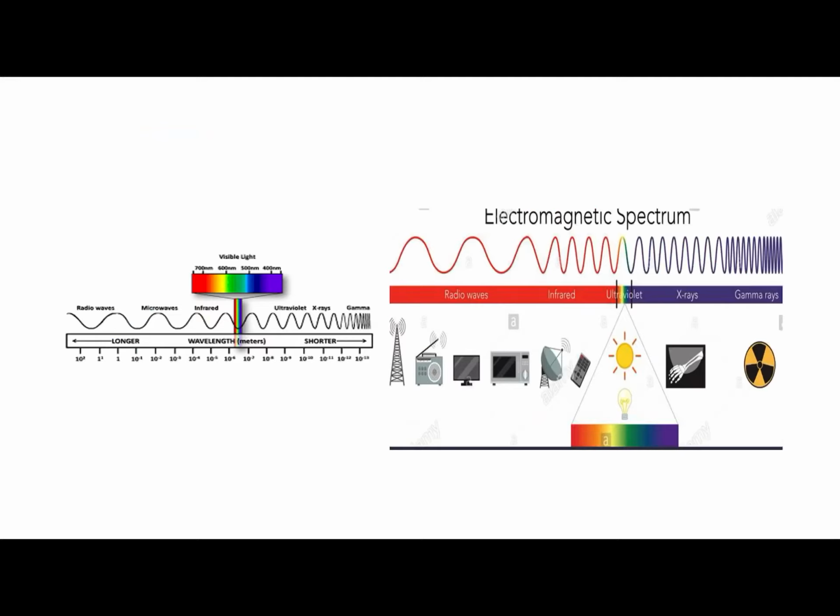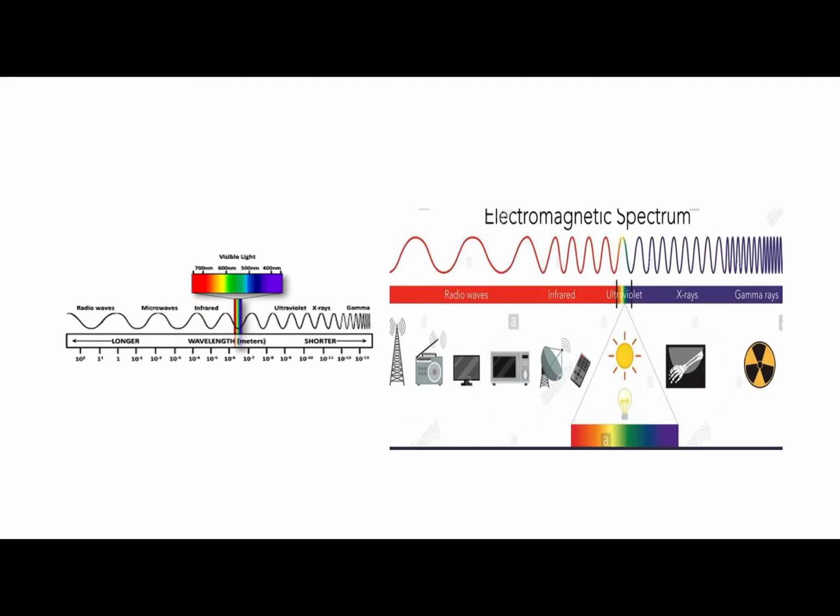Electromagnetic waves or X-rays can be produced by bombarding a metal target with high energy electrons. X-rays have wavelengths in the range of 10 to the power minus 4 nanometer to 10 nanometer. These rays are used for detection of fractures in bones and also for investigation of crystal structure.